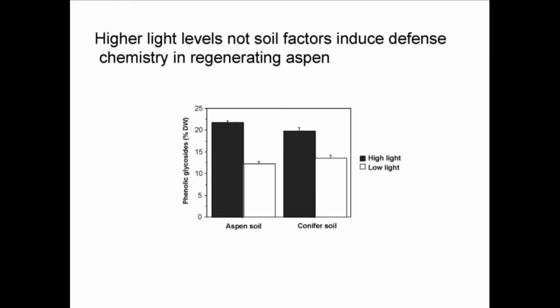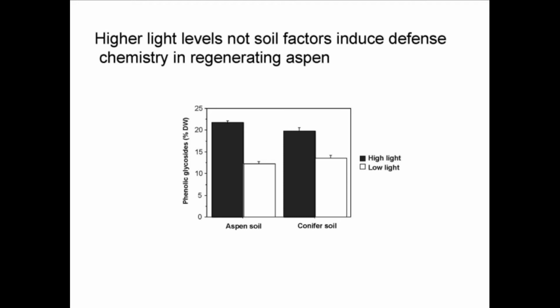So going back to what is driving the defense response, and I told you it could be the soil differences, or it could be light environment differences, and it looks like light environment is driving the differences in at least phenolic glycosides. Here we have the aspen soil and the conifer soil. Black bars are the high light and the low light environment.